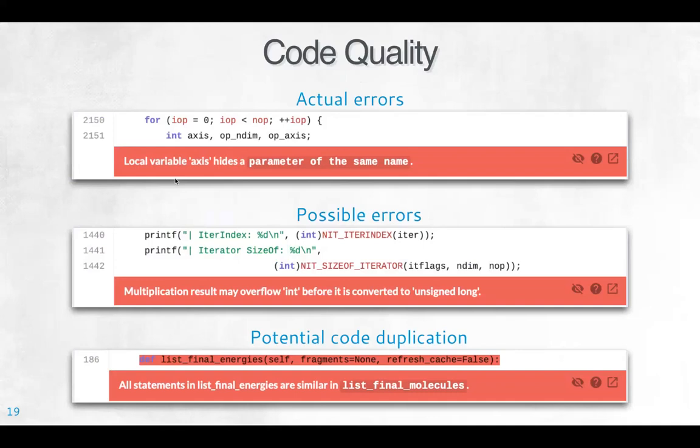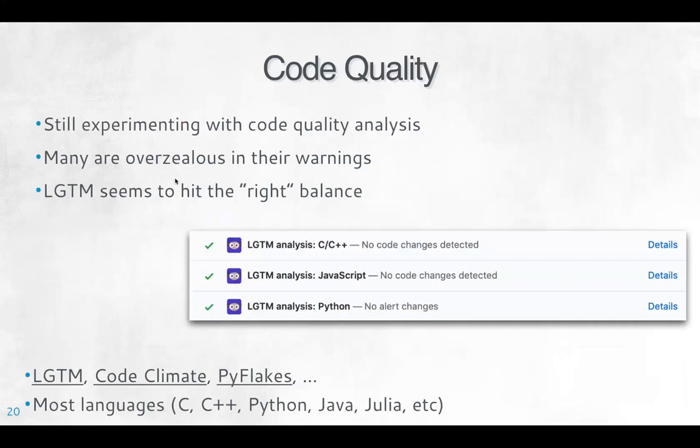So in this particular one, it caught a potential code duplication, where if I looked at the list final energies function and the list final molecules function, I found that the code is actually 90% the same. And what the static linter is telling me is that I should probably refactor that into two functions that call a common function at the end of the day. And in fact, that is what we did. So we're finding static linters to be quite useful.